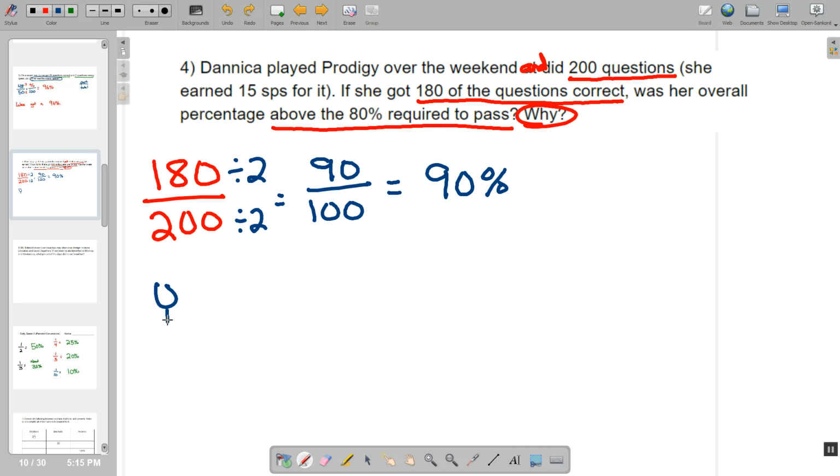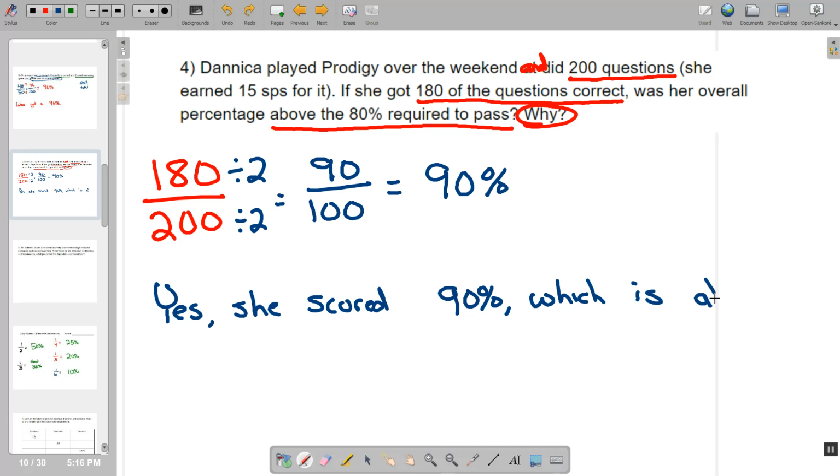And we say yes. She scored 90%, which is above the 80% she needed. And on to the last one.